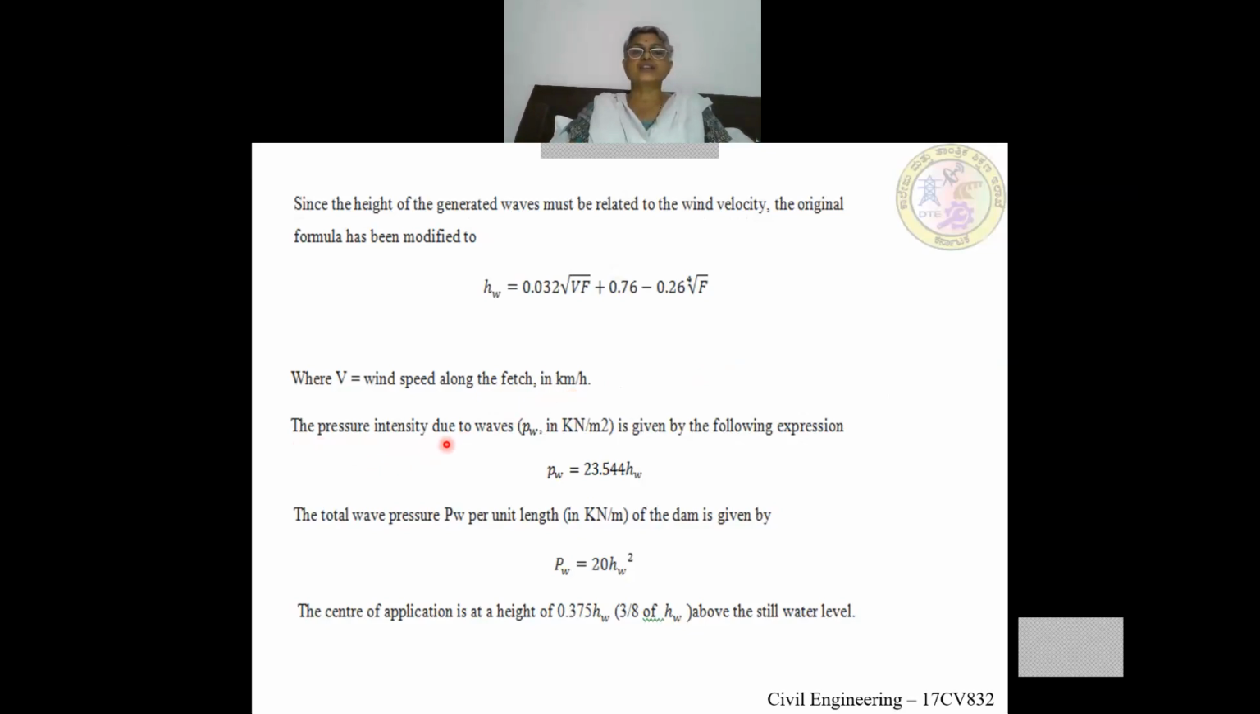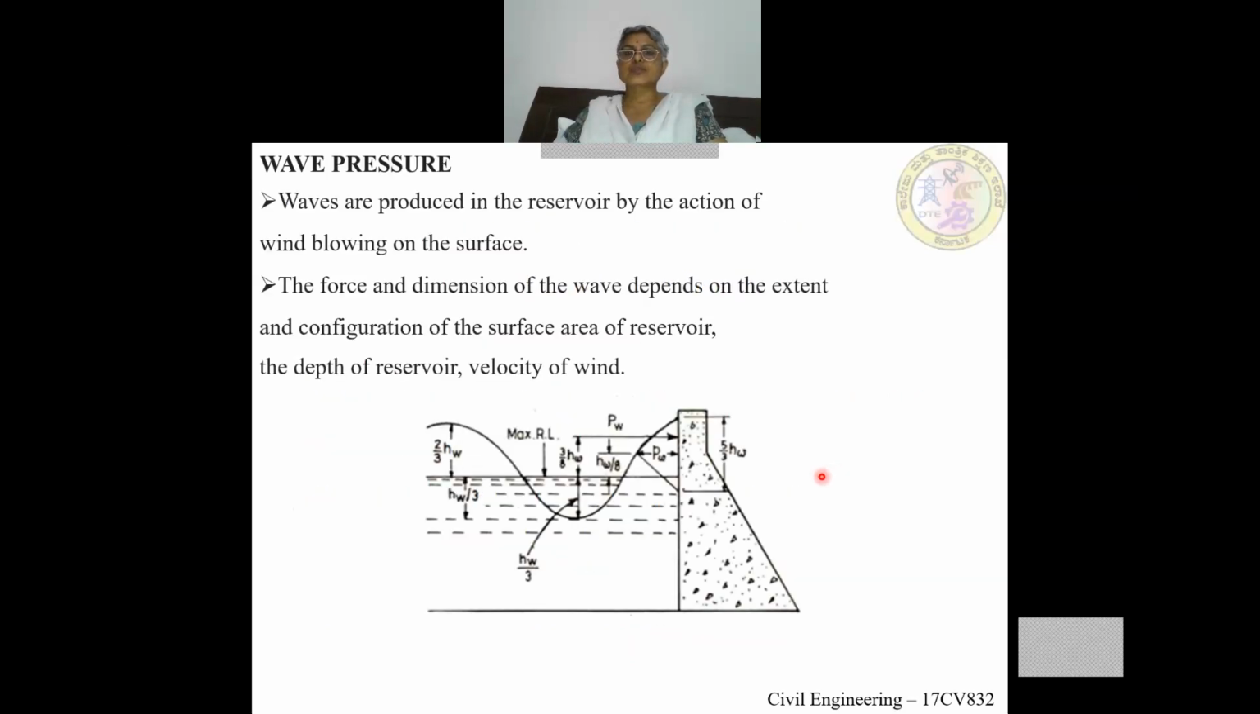The pressure intensity Pw, you have to remember this expression, is given by 23.544 Hw, where Hw is the height of the wave. This is the pressure intensity, whereas Pw is the total wave pressure, which is given by 20 Hw squared, and its application is at a distance of 3/8 of Hw above the still water level. This I had already shown you in this diagram.